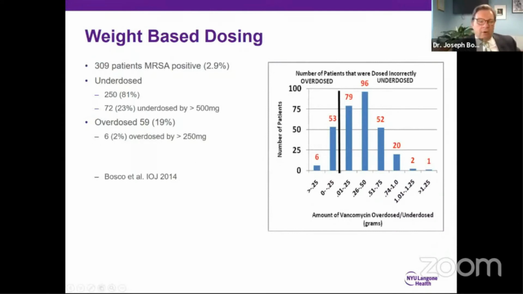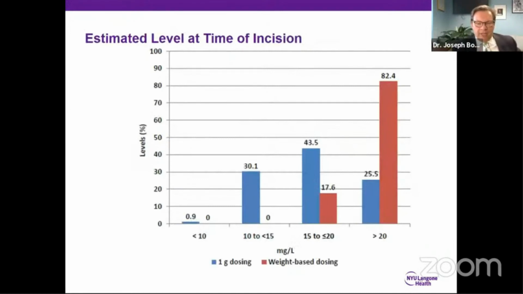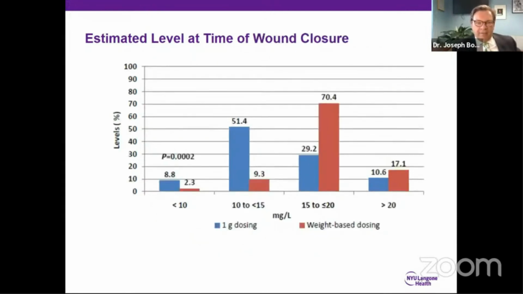So if you give everyone 1 gram, you're probably giving a minority the right amount. You're giving a certain amount of people too much and a certain amount of people too little. So again, not everyone needs the same dosage. So we're doing weight-based dosage. Also, we looked at the estimated level at the time of incision, and if you use weight-based dosing, you're going to have enough minimal inhibitory concentration. More importantly, the estimated level at the time of wound closure. So if it takes you an hour or 2 hours, or if a revision 3 or 4 hours, you have to make sure that the vancomycin levels are high enough throughout the procedure. So we do redose after 4 hours as well.